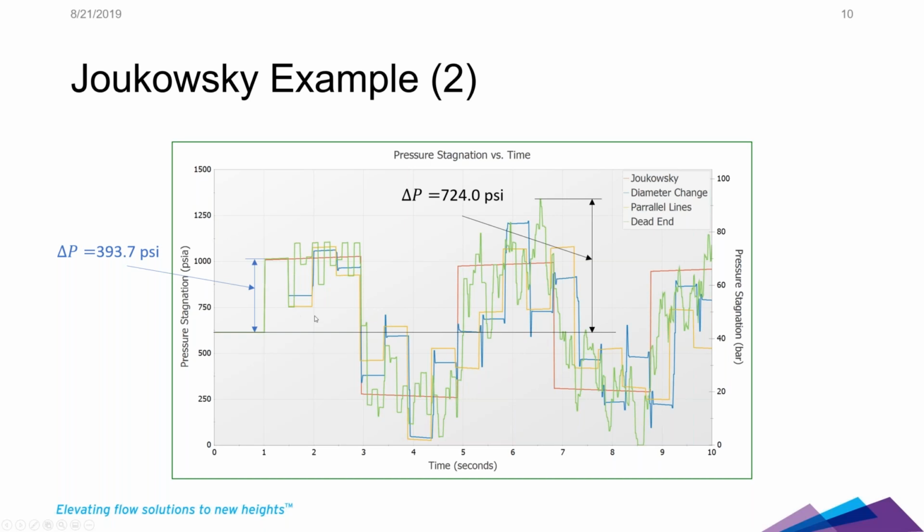Parallel lines are kind of similar but a little different. And then the worst, and the most noise generating, is this dead end. And you can see as that keeps going, we actually get a delta P from our initial pressure of 724 PSI when we have a dead end and an instantaneous valve closure than if we just have a straight pipe with a single instantaneous valve closure. So that's a difference of, let's see, like 330 PSI. That's barely significant. That's extremely significant.